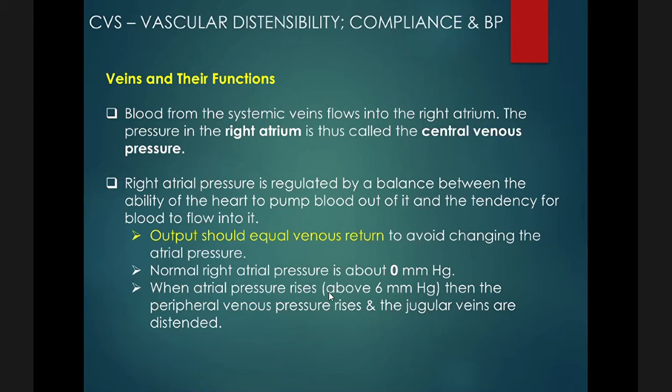So there must have been somewhere, may nagtago ng dugo or lumabas yung dugo. So gusto natin equal sila. So sinabi ko na to, when the atrial pressure rises above 6 millimeters mercury, there will be a rise in venous pressure. Kaya yung mga jugular veins, it will be distended. Lalaki sila because of an increase in volume and an increase in pressure. Kasi nga, they cannot drain into the right atrium.